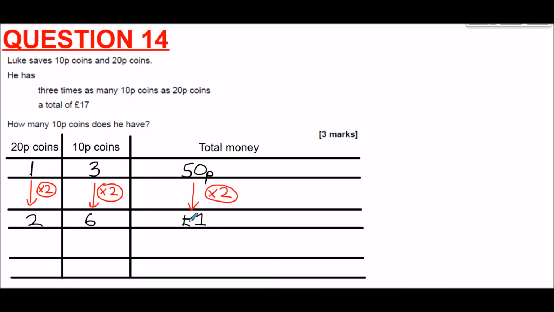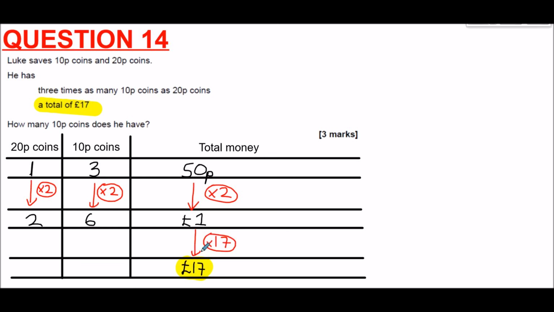But obviously we don't want £1. We want the total to be £17. So how do we go from £1 up to £17? What do we need to multiply 1 by to get 17? Well, the answer is we can just take £1 and multiply by 17, because 1 times 17 is obviously 17.